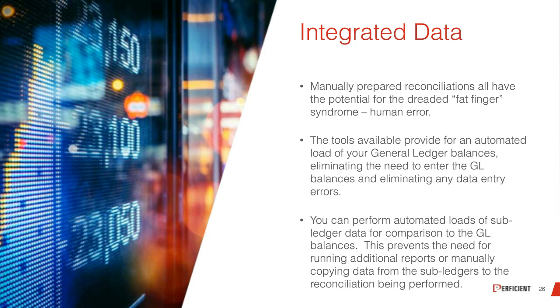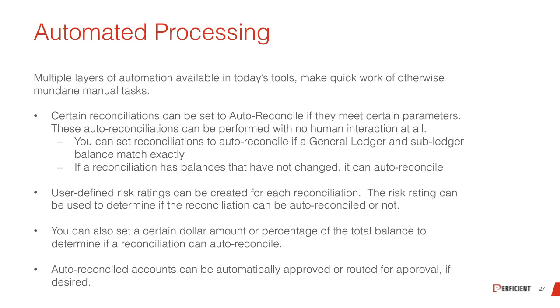As we look at automated processing, you can set up rules so that if it meets certain criteria, a reconciliation can be auto-reconciled. That means someone doesn't have to go in and open the rec; the system reconciles it for you. So if you do, say, accounts receivable, you load the AR general ledger balance, you load the AR subledger balance, you create a rule that if it matches exactly, it'll auto-reconcile, and it never shows up on anyone's task list. It doesn't have to be opened.